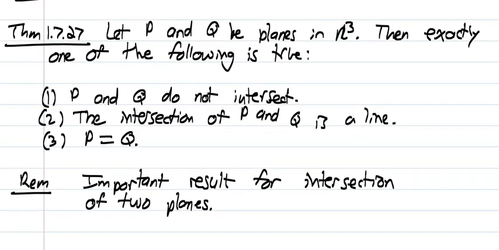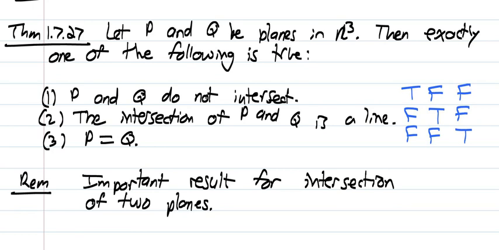Let P and Q be planes in 3D. Then exactly one of the following is true: P and Q do not intersect, or the intersection of P and Q is a line, or the planes are identical. So when I say that exactly one of the following is true, we are either in a scenario where this is true, false, false, or this is false, true, false, or this is in the scenario of false, false, true. So exactly one of the three happens, all right?